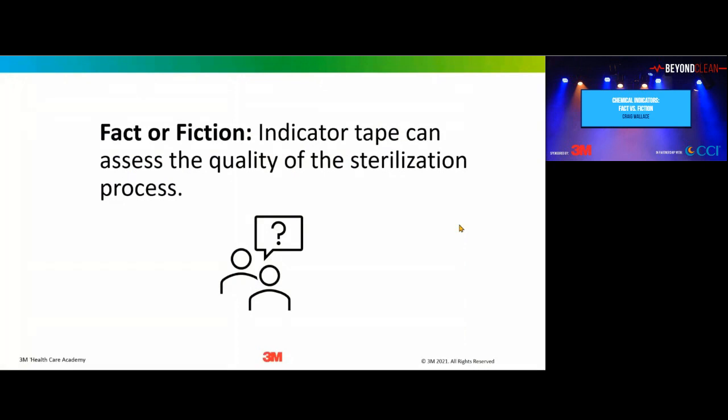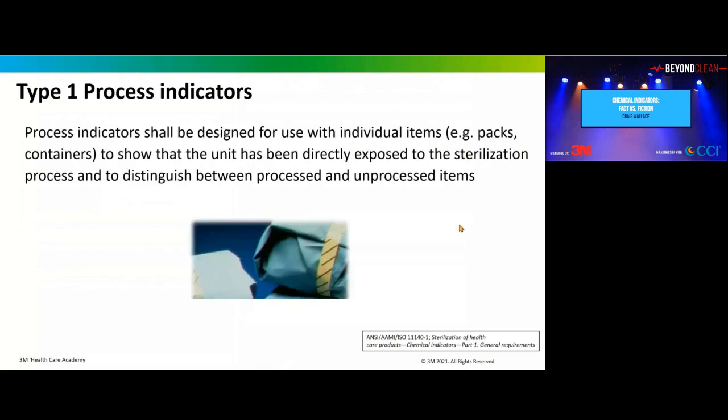Now I kind of hinted at the answer earlier, but let's dig into this a little bit and see what the answer would be. Let's go back to the standard and look at type 1 process indicators. This is the description in the ISO standard, and it says, as we discussed before, process indicators shall be designed for use with individual items, packs, containers, etc., to show that the unit has been directly exposed to the process and to distinguish between processed and unprocessed items. That makes sense. We don't see anything in this description that talks about critical variables or assessing the process. They just say this is what they're supposed to be used for.